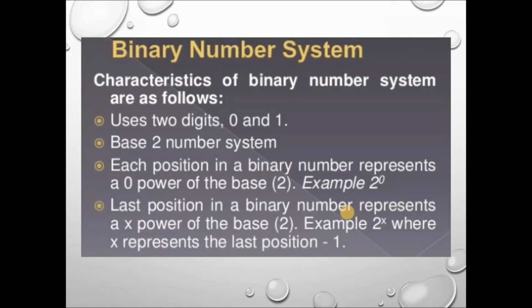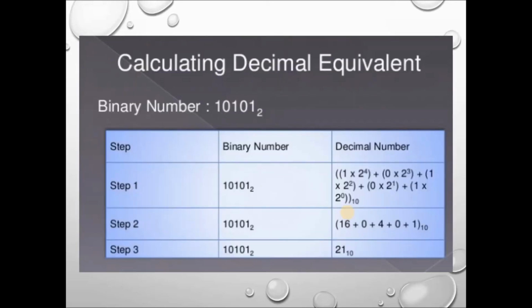Binary number system uses 2 digits, base 2, the same thing it is discussing here. Calculating decimal equivalence. If you are writing the binary number 10101 with subscript 2, that means this is the base. Step 1, see how you will get binary to decimal. From the last digit, 1 into 2 to the power 0, then 0 into 2 to the power 1, 1 into 2 to the power 2, 0 into 2 to the power 3, 1 into 2 to the power 4.